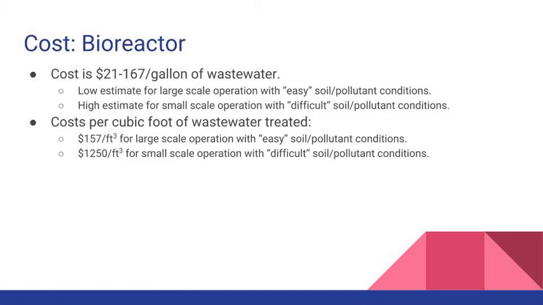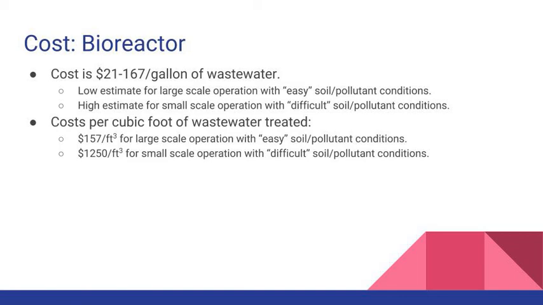As expected, costs were higher for operations under difficult conditions, such as high initial concentration of pollutants or pollutants that are more difficult to treat. Costs in the table were given in dollars per gallon of wastewater, so when converted to dollars per cubic foot, we get a low estimate of $157 per cubic foot of wastewater for a large-scale operation under easy conditions, and a high estimate of $1,250 per cubic foot of wastewater for a small-scale operation under difficult conditions.